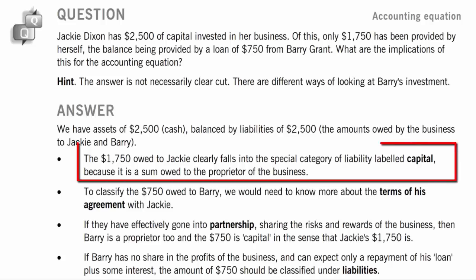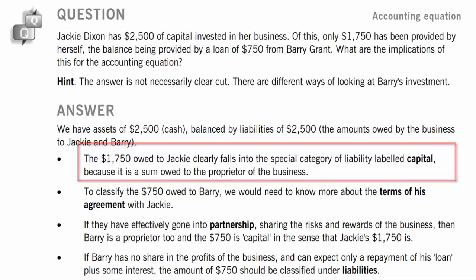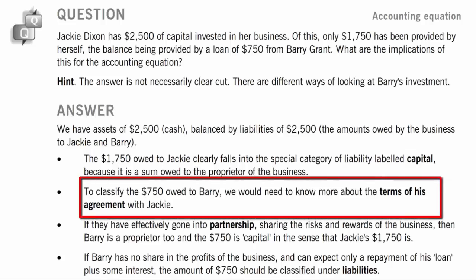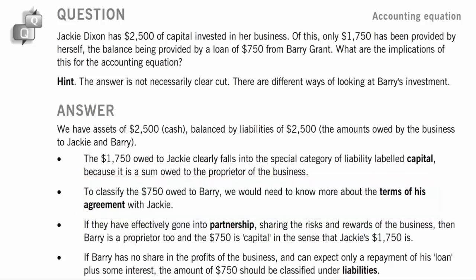Jackie's contribution. Jackie invested $1,750 into the business. This amount is classified as capital because it represents the owner's claim on the business's assets. Loan from Barry. The remaining $750 is money the business borrowed from Barry. But here's the important question. How should we classify this? The classification depends on the terms of the agreement between Jackie and Barry, which we'll explore next.